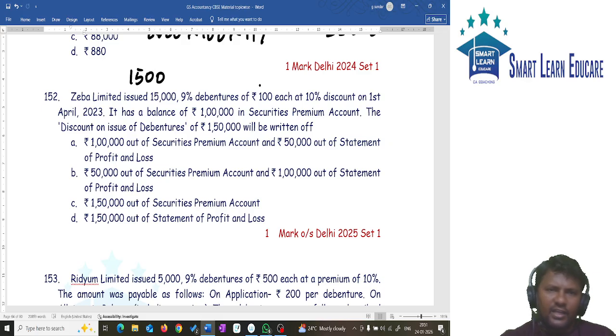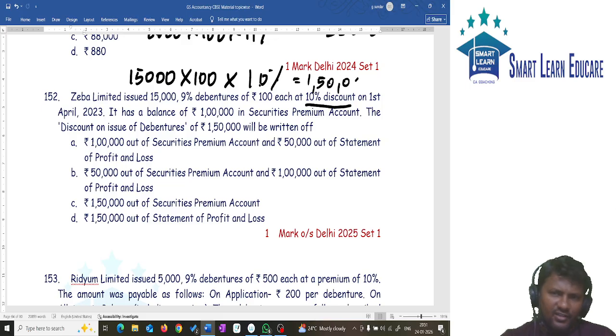We have 15,000 debentures in total. Face value is 100, into how much is the discount percentage? 10%. This comes to how much amount? 1 lakh 50,000. The 1 lakh 50,000 is given in the question itself, you don't need to find it. Okay, so the discount on issue of debentures of 1 lakh 50,000 is to be written off. This needs to be written off.